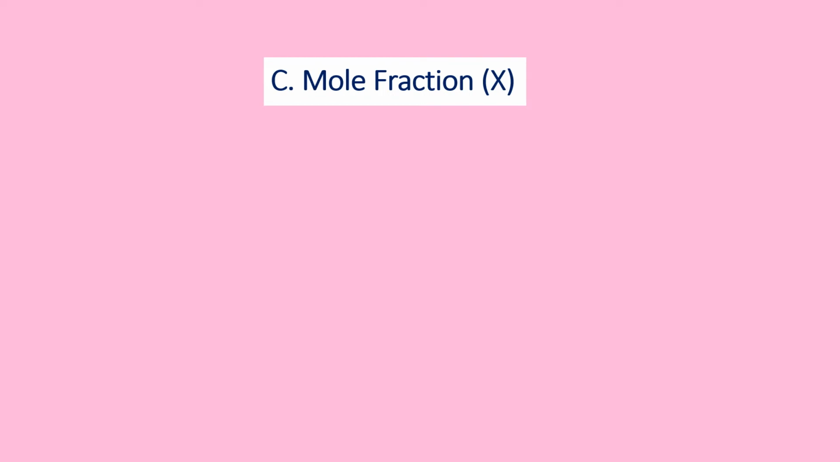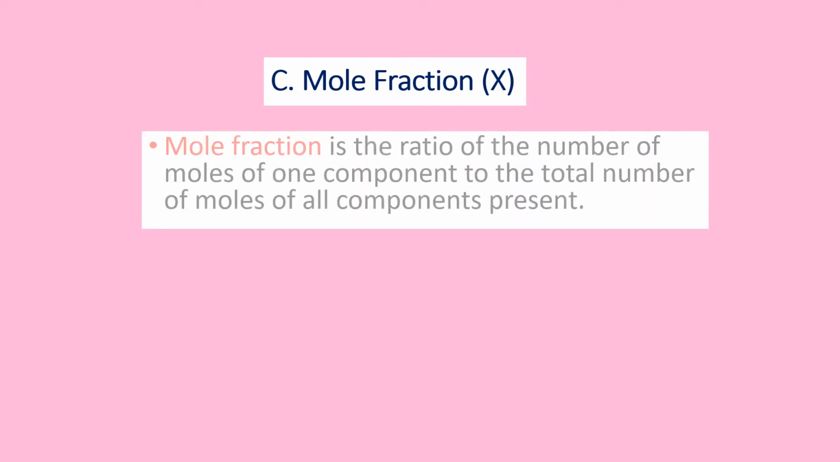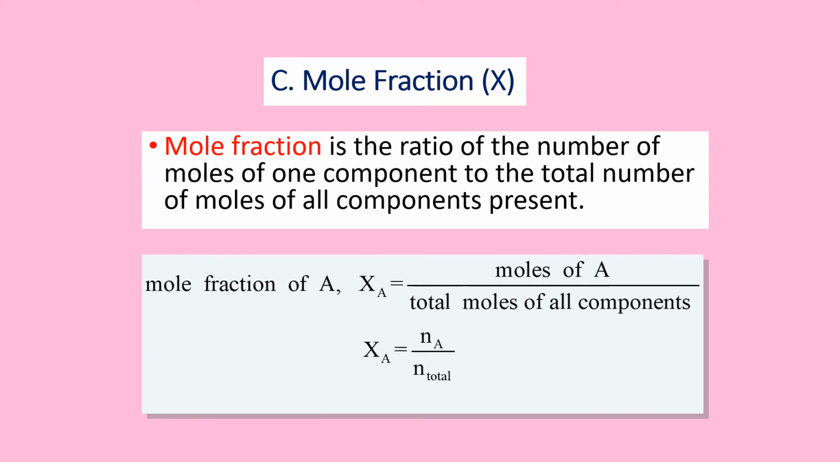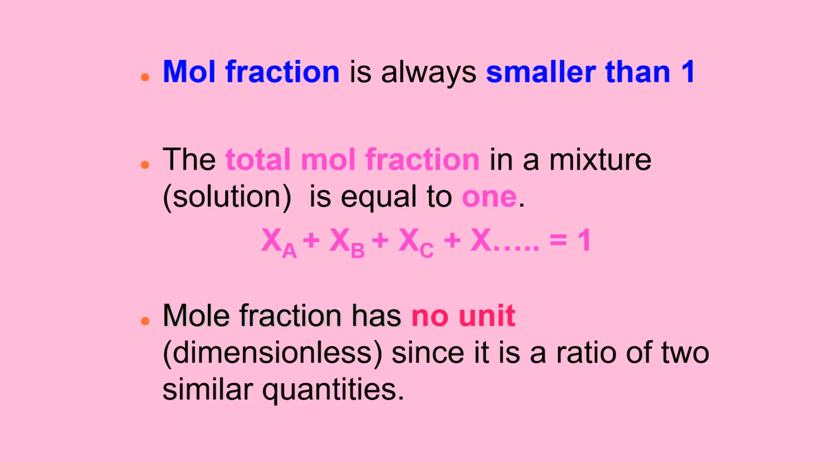Mole fraction, or X. Mole fraction is the ratio of the number of moles of one component to the total number of moles of all components present. So, mole fraction of A is written as XA equals moles of A divided by total moles of all components, or we write XA equals NA divided by N total. Mole fraction is always smaller than 1. The total mole fraction in a mixture or solution is equal to 1.